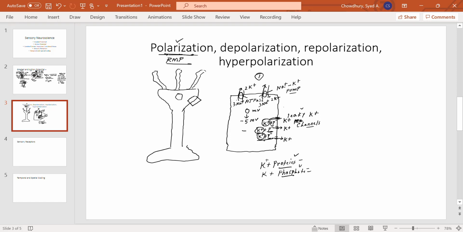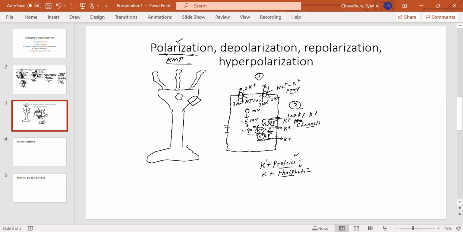So what will happen? The membrane potential inside the cell will move down towards negative because of the remaining proteins and phosphate, and can move down all the way to minus 90 millivolt. Make sense? Which is less than minus 70. So you see that the membrane potential moves down a lot. Now, this is number 2, leaky potassium channels.